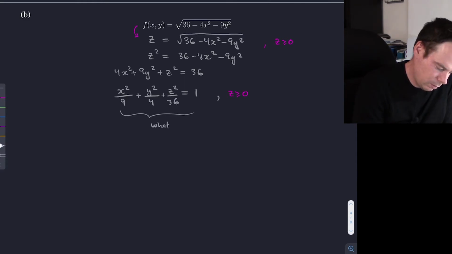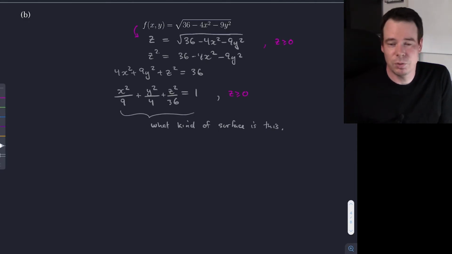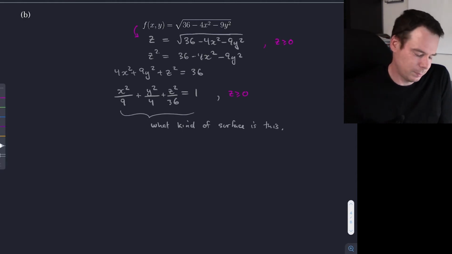What does this look like? What kind of surface is this? Now we would have studied these kinds of equations in 12.6, but we've deferred that section to a little bit later, a couple of lectures from now, so we'll come back to that. So it's all right if we're looking at this going, I still don't know what that is. Just imagine, though, if I got rid of the denominators, the 9, the 4, and the 36, and instead my expression was just x squared plus y squared plus z squared is equal to 1.